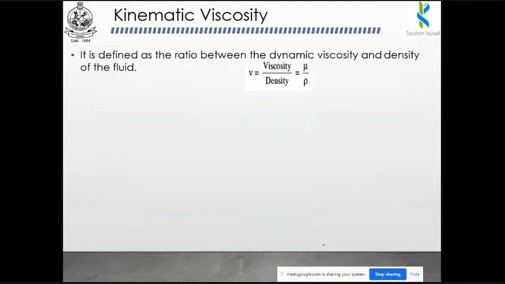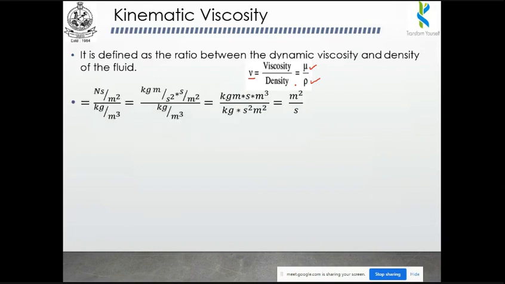So V is the symbol for kinematic viscosity, and the formula is viscosity divided by density. So here the viscosity is mu and the density is rho. So if you know the dynamic viscosity, you can find this particular kinematic viscosity with the help of density. Because I think everyone knows how to find density for different liquids based on simple given data. So the final unit for kinematic viscosity is meter square per second.